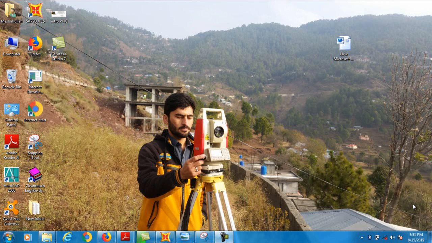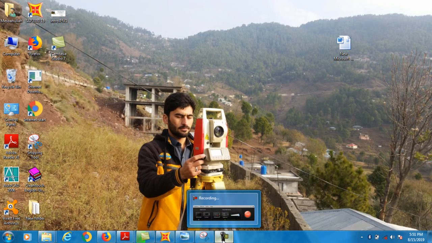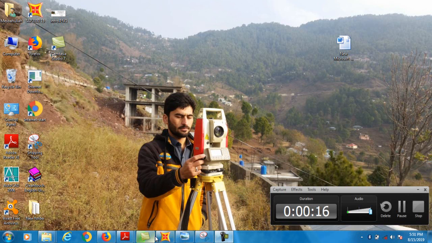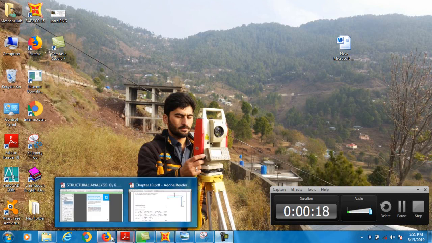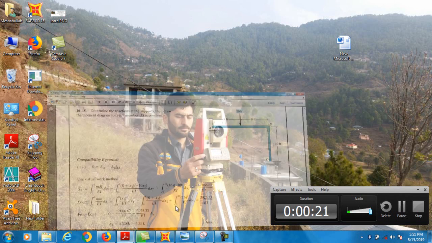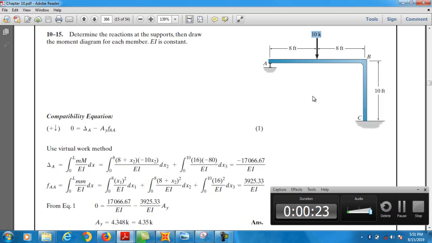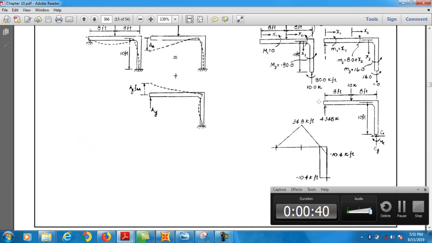Welcome to lecture 31. Basically in this lecture I will choose another example from the same book, that is R.C. Hibbeler, and in this book there are so many examples related to frame structures. Now, in the previous lecture I explained how you can model this example in your structure analysis program, and these are the results.